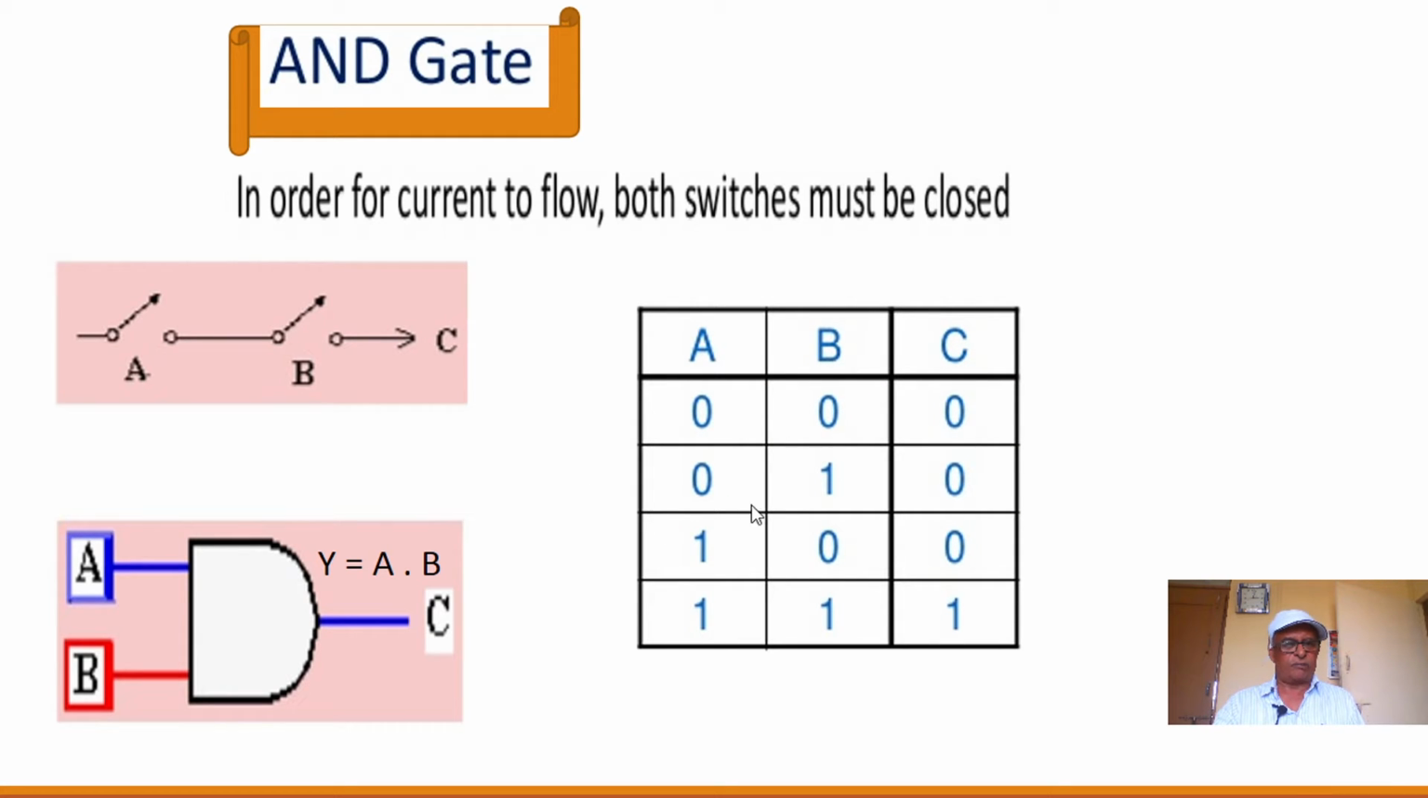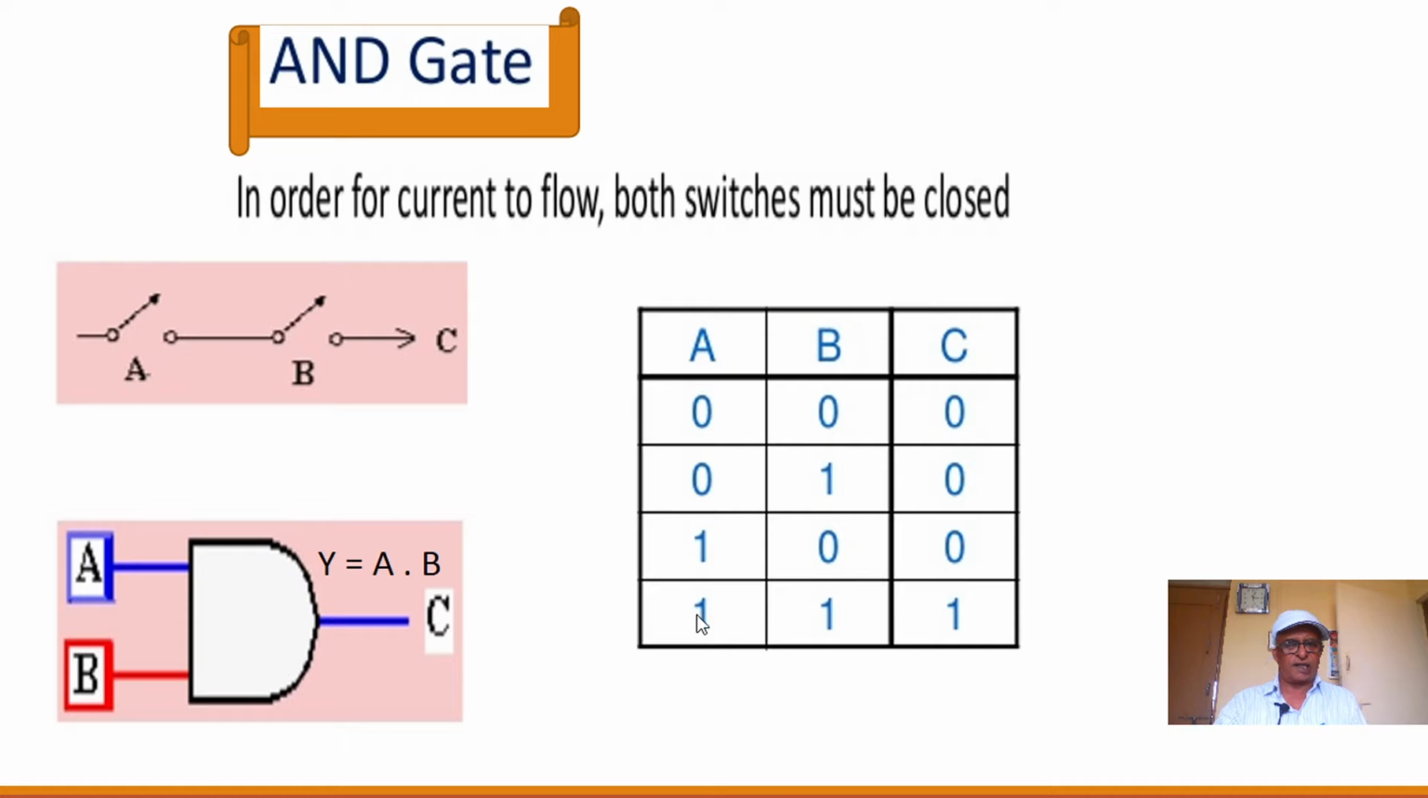If we consider the truth table of the AND gate, when A is 0 and B is 0, both switches are off, so the input is not connected to the output, and the output is 0. If A is 0 and B is 1, since the switches are connected in series, the input is not connected to the output, so the output is also 0. The same is the condition for the third row, that is A is 1 and B is 0.